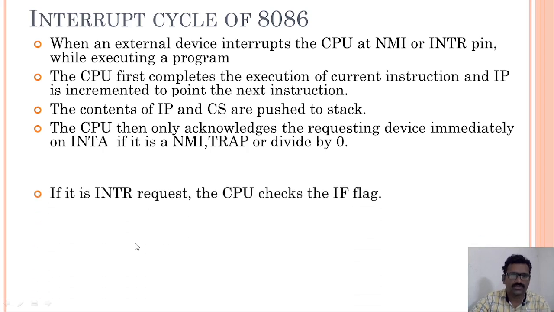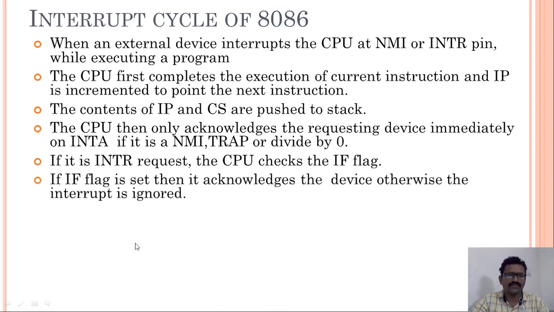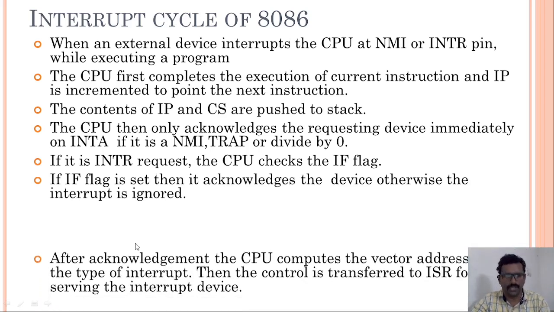The contents of IP and CS are pushed onto the stack, along with the program status word. The CPU then acknowledges the requesting device immediately on INTA if it is an NMI, a trap, or a divide by 0. If it is an INTR request, the CPU checks the IF interrupt flag status, because by using the interrupt flag we can disable or enable the INTR pin. If the IF flag is set, then it acknowledges the device; otherwise the interrupt is ignored.